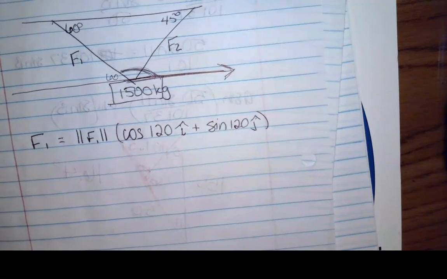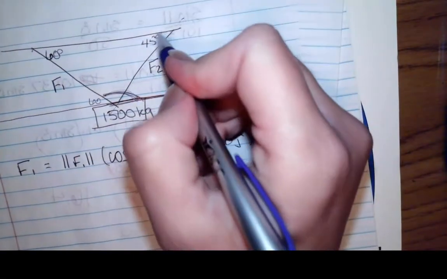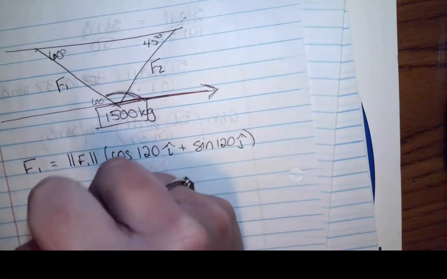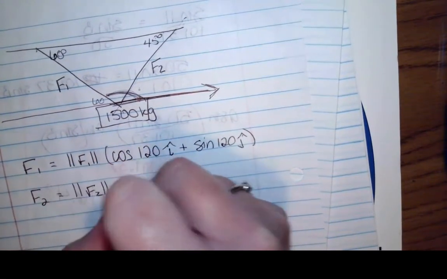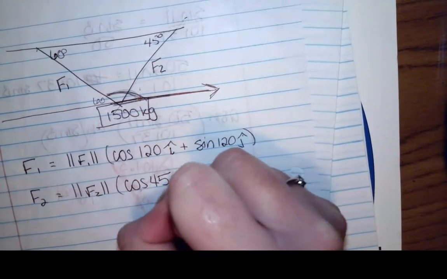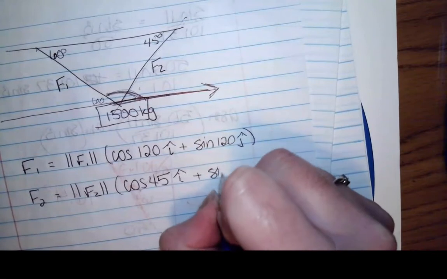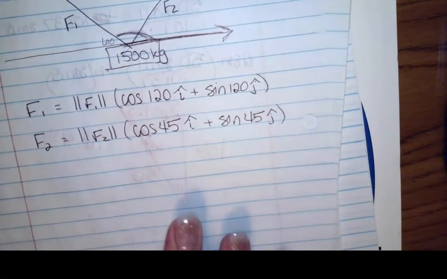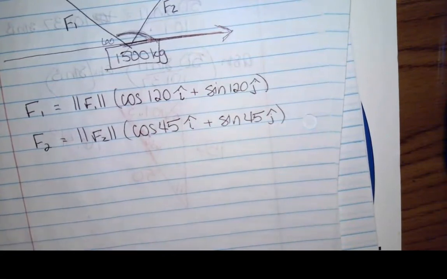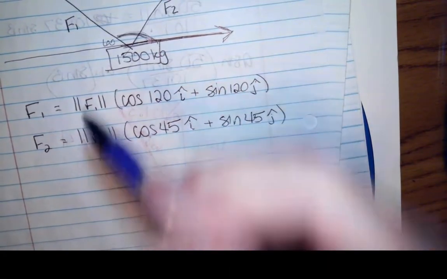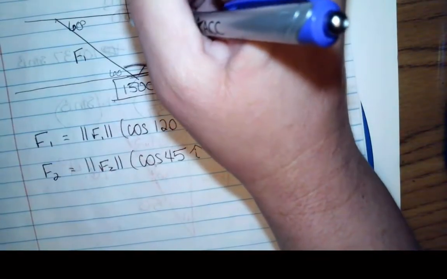I'm going to represent force 2, which, if this is 45, makes this 45. So force 2 is the magnitude of force 2 times the cosine of 45 on I plus the sine of 45 on J. We can actually figure these out because these are benchmark angles, so life is going to be a little bit easier. Force 3 actually is part of this as well.